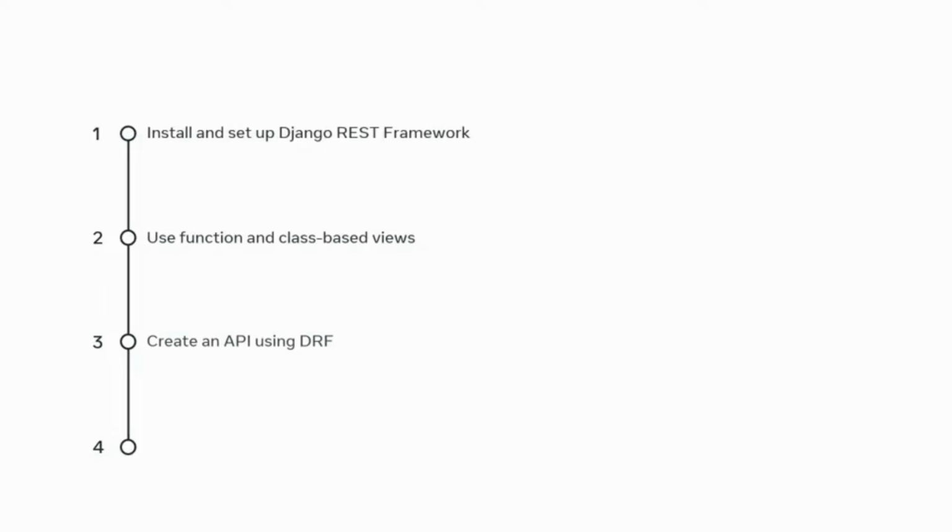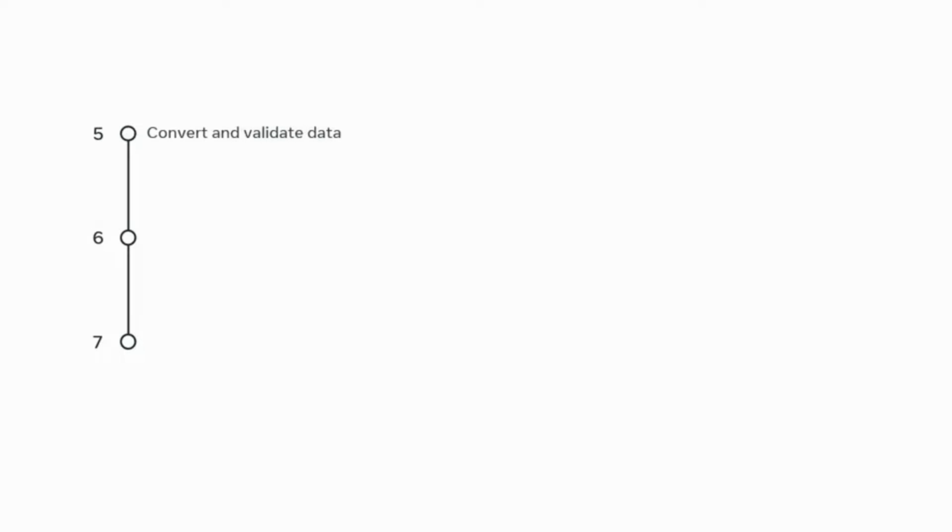Overall, after completing this week, you should be able to install and set up Django REST Framework, use function and class-based views to create API endpoints efficiently, create a basic API using DRF, serialize database models using model serializers, convert and validate data using serialization, map user input to database models using deserialization, and use throttling and caching to optimize and protect your API. You should be proud of all the hard work you've done.